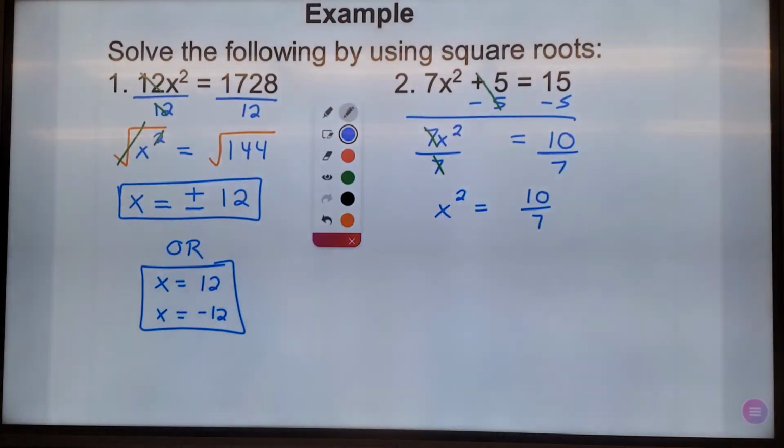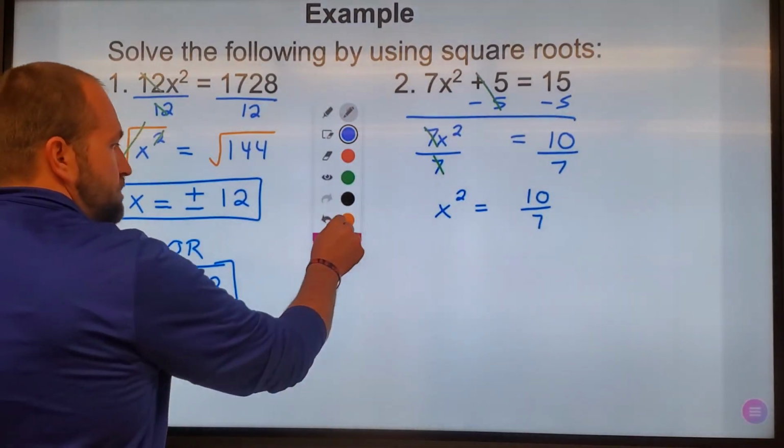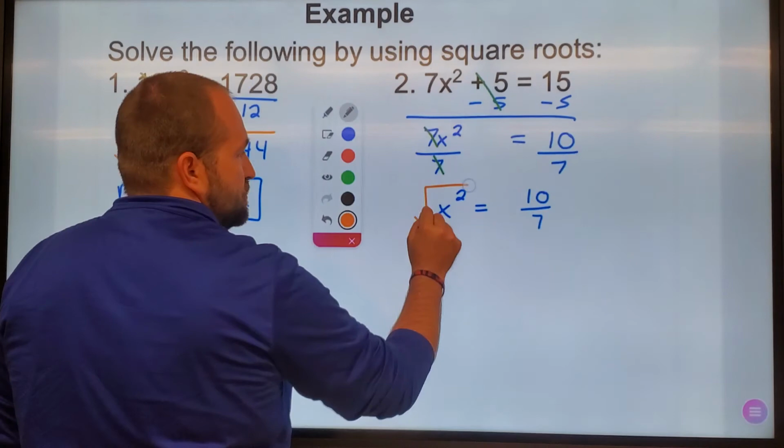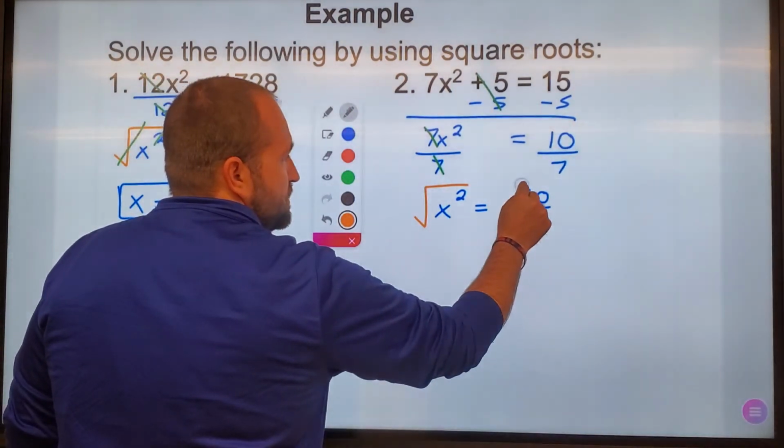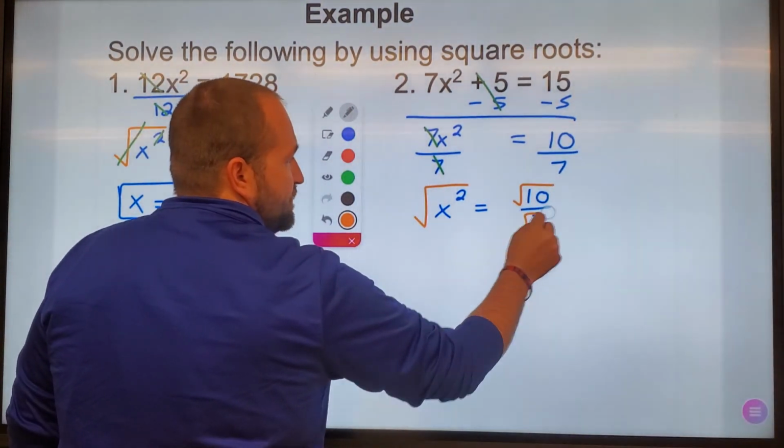Okay. Notice that 10 over 7 does not nicely divide, and it does not reduce. Do not put this as a decimal. Make sure you leave it as a simplified fraction. Okay. When you take the square root now, the difference between what we did before and what we have now is again that fraction aspect. So when I take the square root of both sides, when I have a fraction, I want to take the square root of the numerator and the square root of the denominator separately. So square root of x squared, and I'm going to do square root of 10 and the square root of the 7.